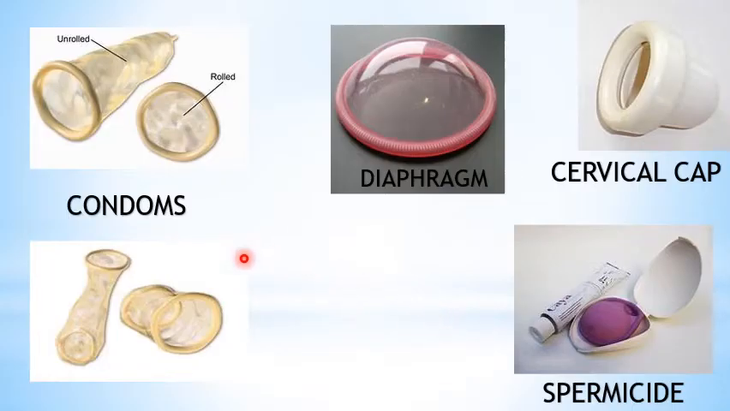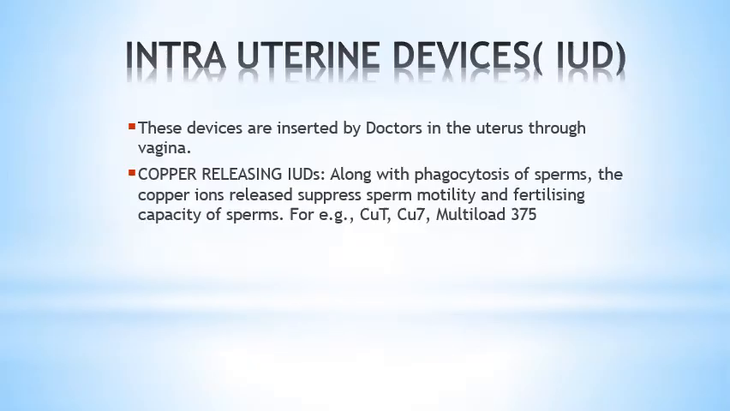So these are a few images of the various barrier methods. The condoms are there, this is the unrolled and this is the rolled one, this is the diaphragm, this is the cervical cap, and spermicide creams are there. So next is intrauterine devices, that is IUD.